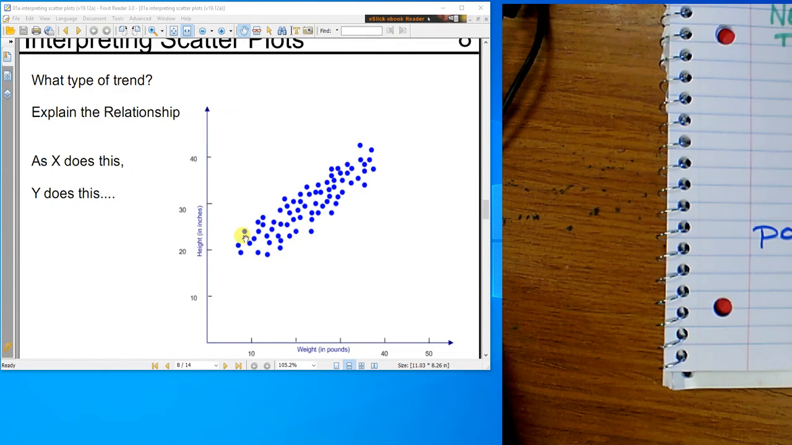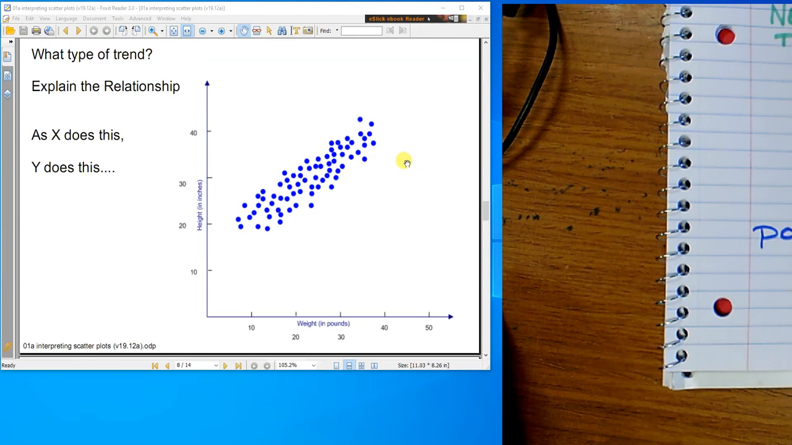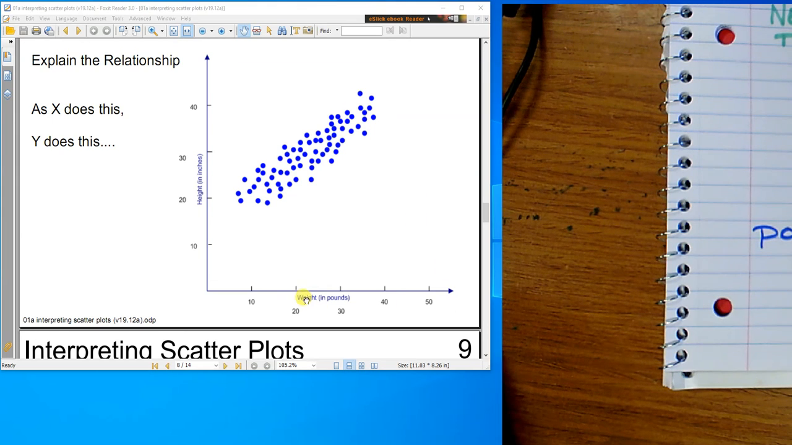Once again, look at this one. Is this a positive, a negative, or no trend? Well, this is a positive trend. And what's the relationship? As weight goes up, height goes up. Positive trend, as X goes up, Y goes up.